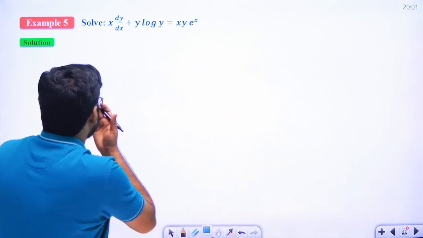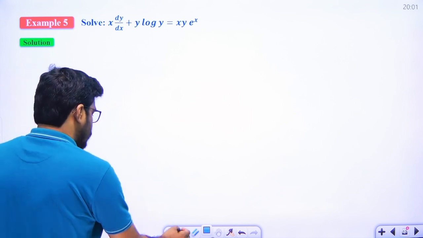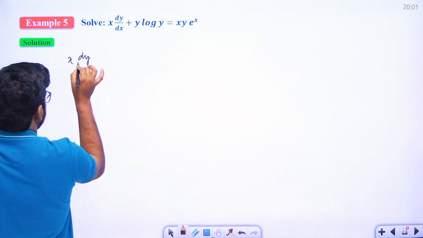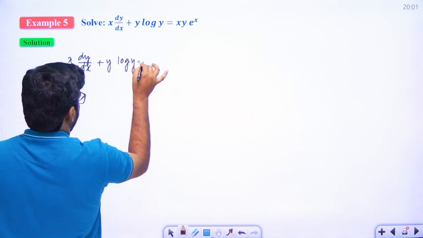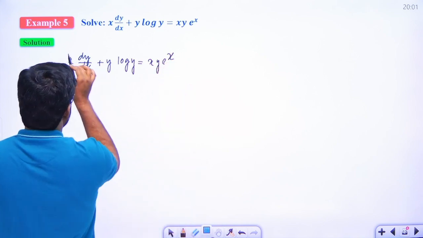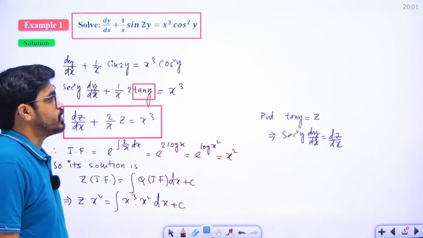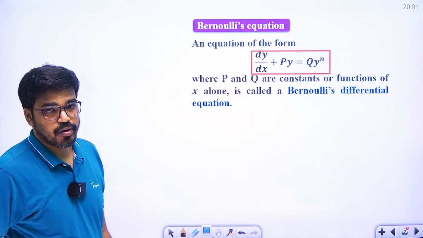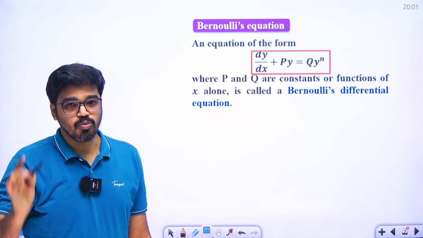So note this problem: solve x dy/dx plus y log y equals x y e to the power x. So what is given here? x dy/dx plus y log y equals x y e to the power x, this is the given differential equation. What is Bernoulli's equation? An equation of the form dy/dx plus Py is equal to Q into y to the power n. This is called Bernoulli's equation, so the coefficient of dy/dx is unity, right?